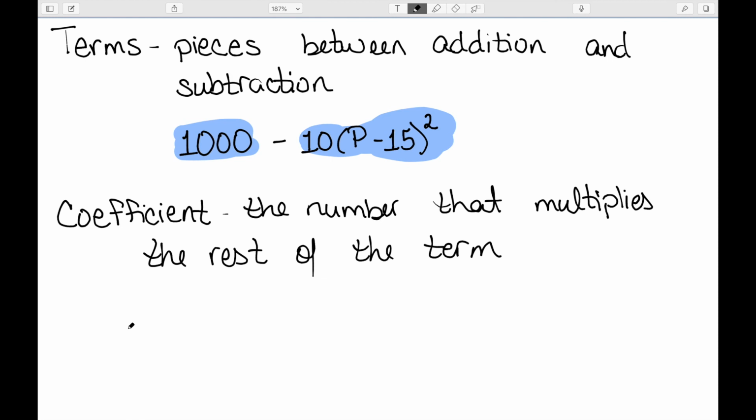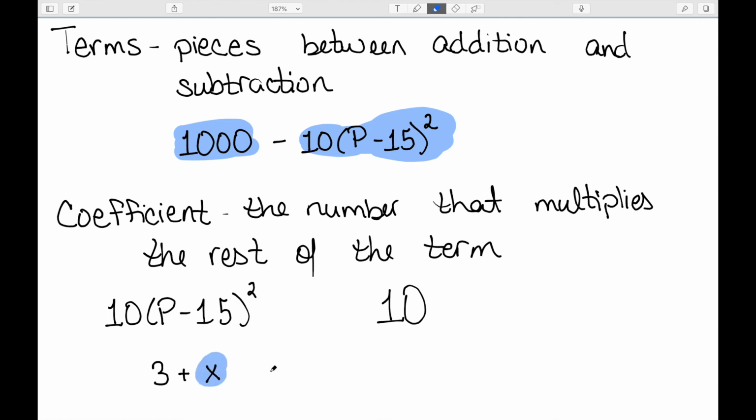If my term involves variables, then we can have what's also known as the coefficient. That's the number that multiplies the rest of the term. So as an example, my term that was 10 times p minus 15 squared, the number that multiplies the rest of the term is 10, so it would have a coefficient of 10. And occasionally there are hidden coefficients. If I talk about something like 3 plus x, well, x is a term that has a coefficient. It has a coefficient of 1 because it's really 1 times x.